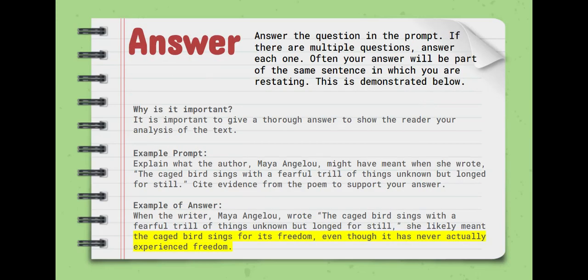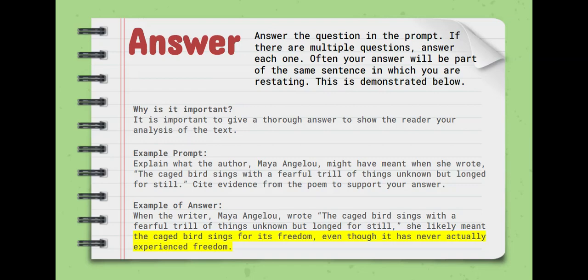So we're going to use the same prompt, but now we're going to answer the question. So answer the question in the prompt. If there are multiple questions, answer each one. Often your answer will be part of the same sentence in which you are restating. This is demonstrated below. Let's check it out. Why is it important? It is important to give a thorough answer to show the reader your analysis of the text. You're showing the reader, hey, this author, they know their stuff. They read. They understand. Let's do the example prompt.